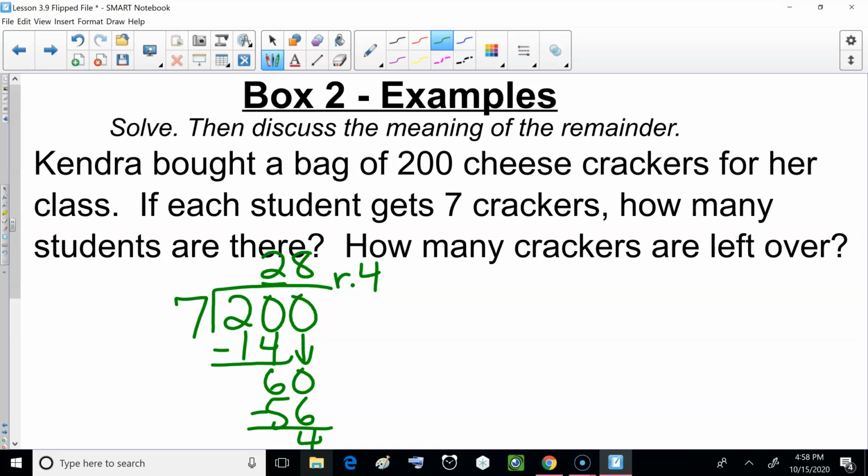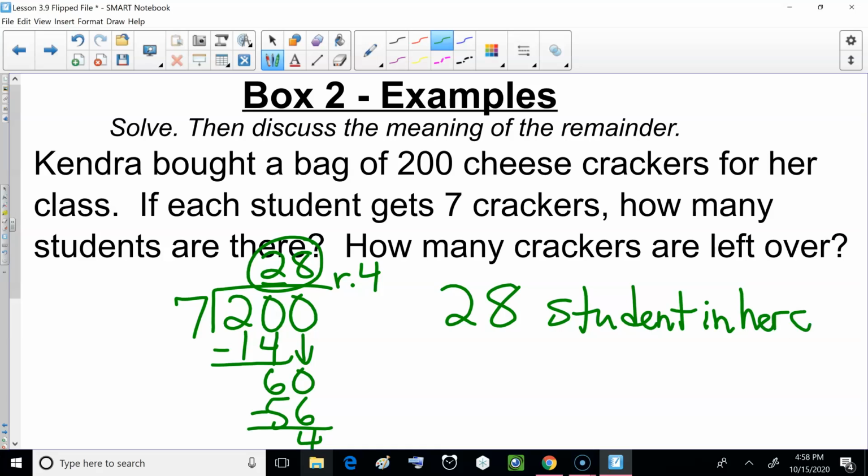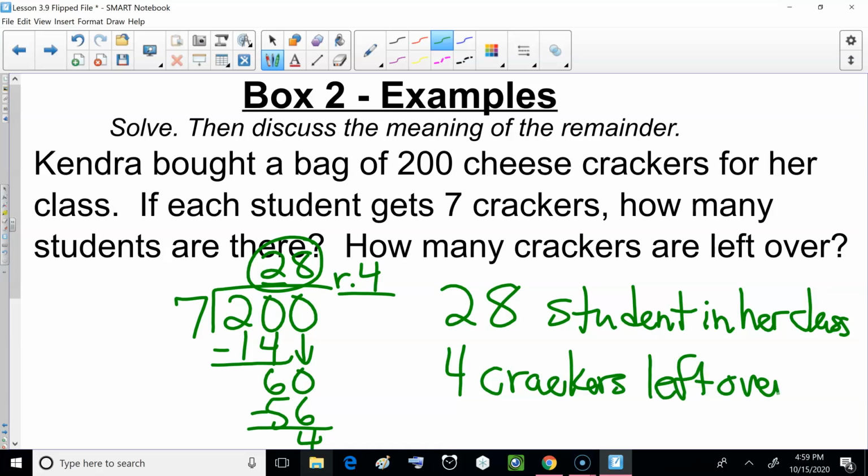So how many students are there? Well, if I look at that, that would be my quotient, right? There's 28 students in her class. So that answers the first question. The second question is, how many crackers are left over? Well, if they each get 7, there would be 4 crackers left over.